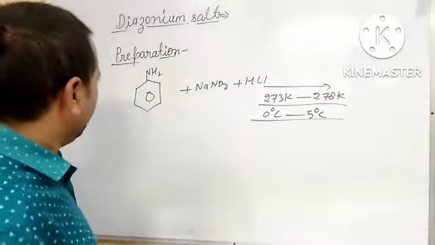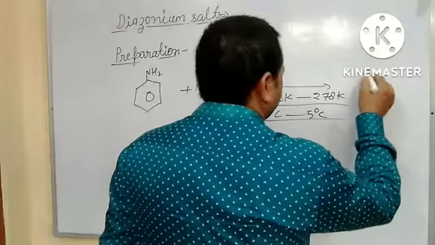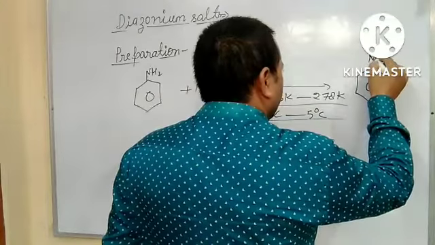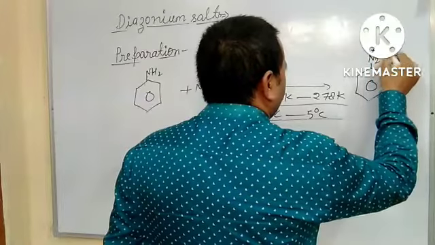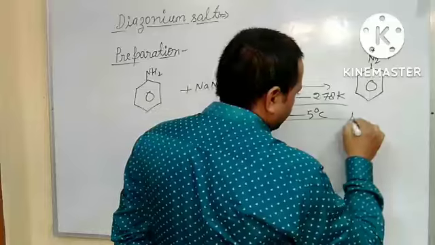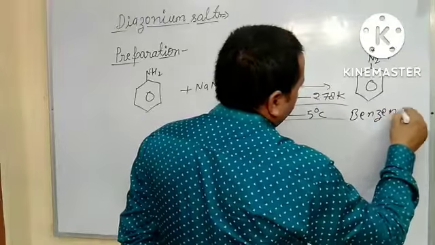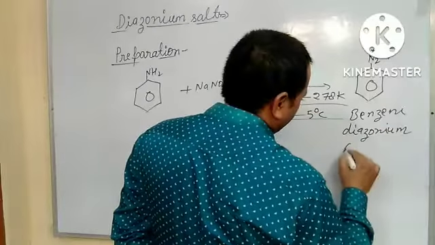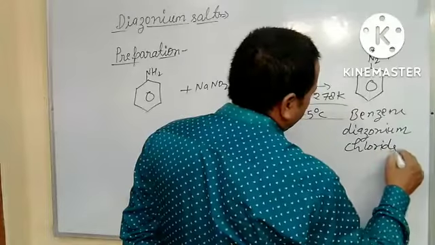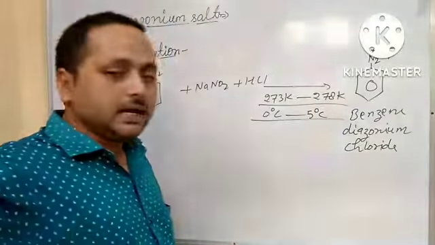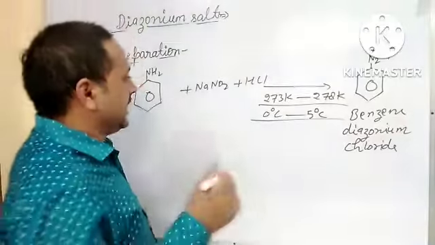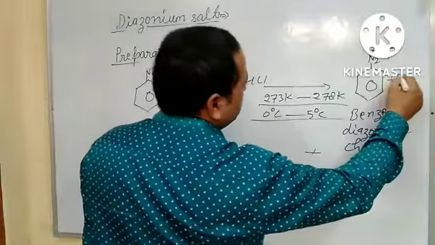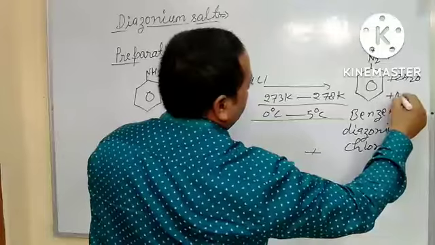And it forms, all of you see what we will get here: benzene diazonium with a plus charge and chloride with a minus, benzene diazonium chloride. This is benzene diazonium chloride. We can balance it also here by adding 2, and if we write all the products also, that is correct.